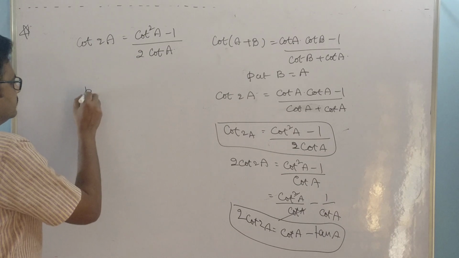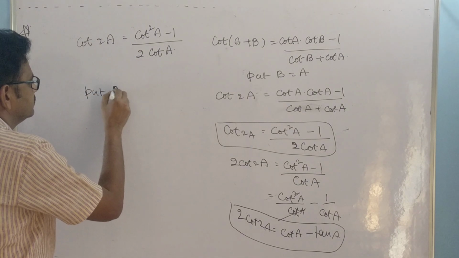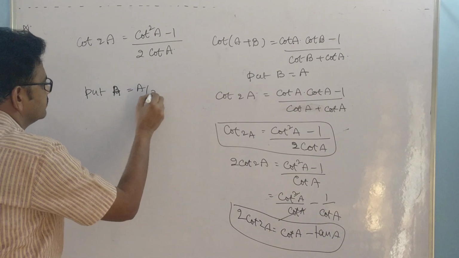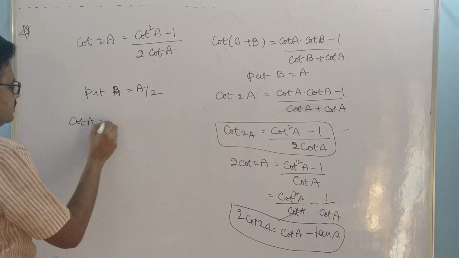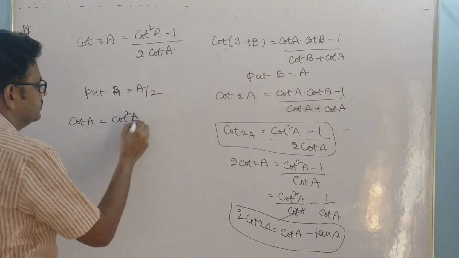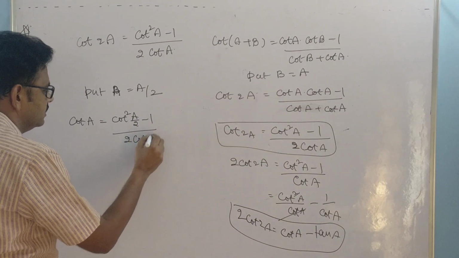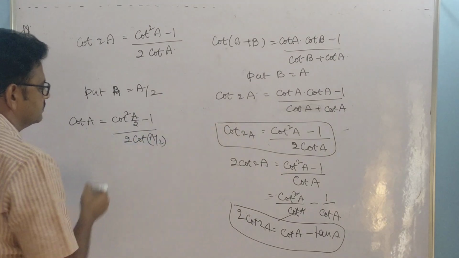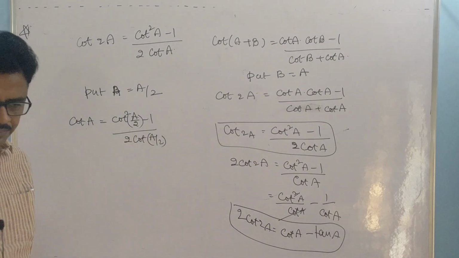Same, put A equal to A by 2. So cot A is equal to cot square A by 2 minus 1 by 2 cot A by 2. So this is the cot A formula.